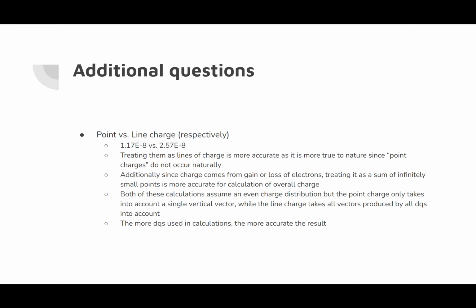But treating it as a line charge is more true to how it actually exists, since point charges don't really exist in nature outside of an electron, per se. And treating it as a sum of small points is more accurate to a calculation. However, both of these calculations assume even charge distribution, which isn't necessarily true. However, it's going to create much less error in a line charge than a point charge. And the more dQs you use in a calculation, the more accurate your result will be. That's the end.